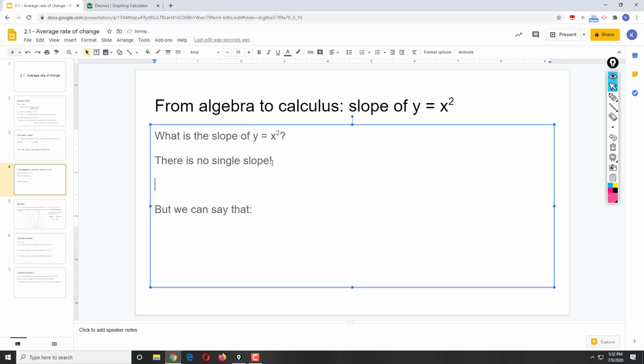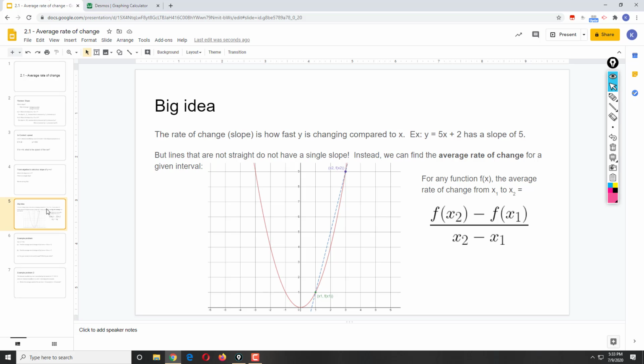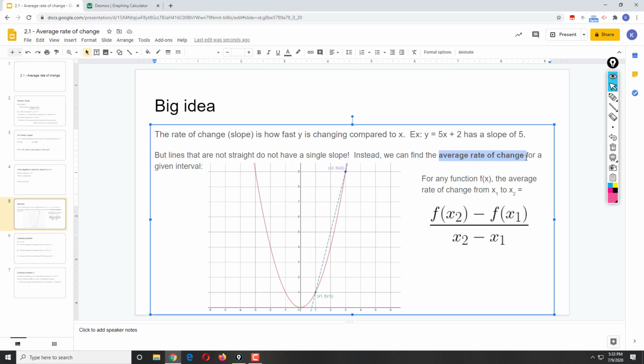Alright, well, if there's no single slope, what can we do? Actually, it's still okay, even if there's no single slope. Instead, we can think about how quickly our graph is changing in certain regions. We can approximate. We can say that our slope in this area is about this. The slope in this area is about this. The slope in this area of the graph is about this. And this concept is the main lesson. This is called the average rate of change.